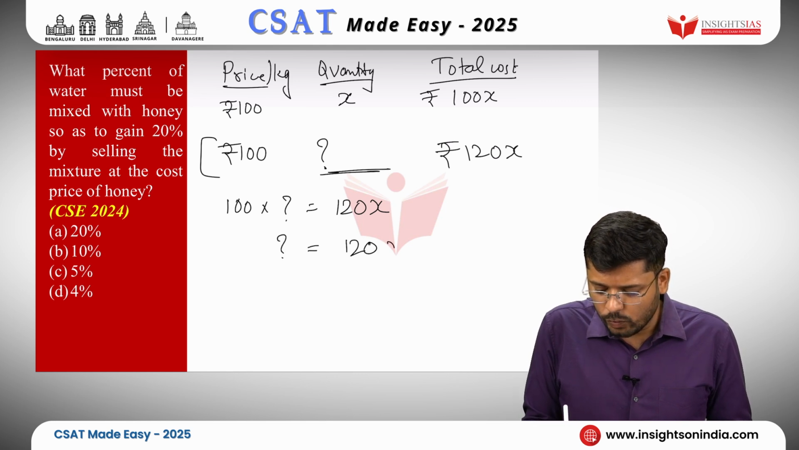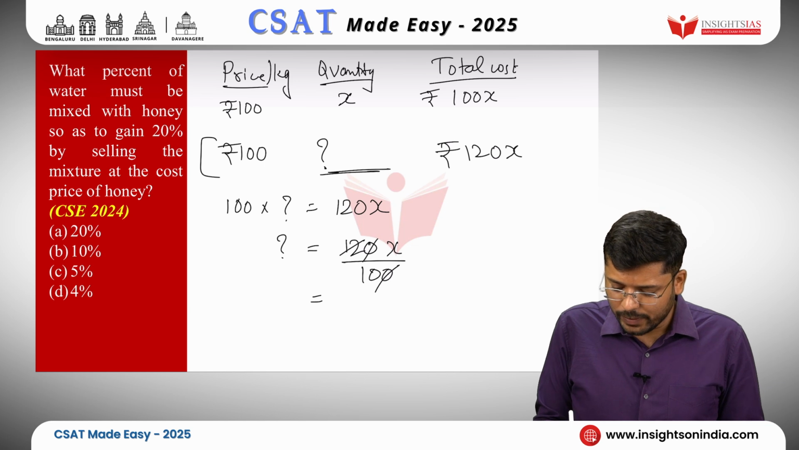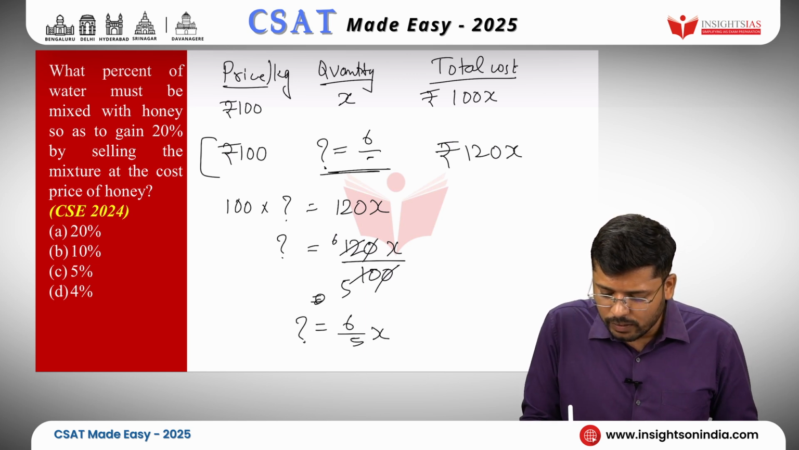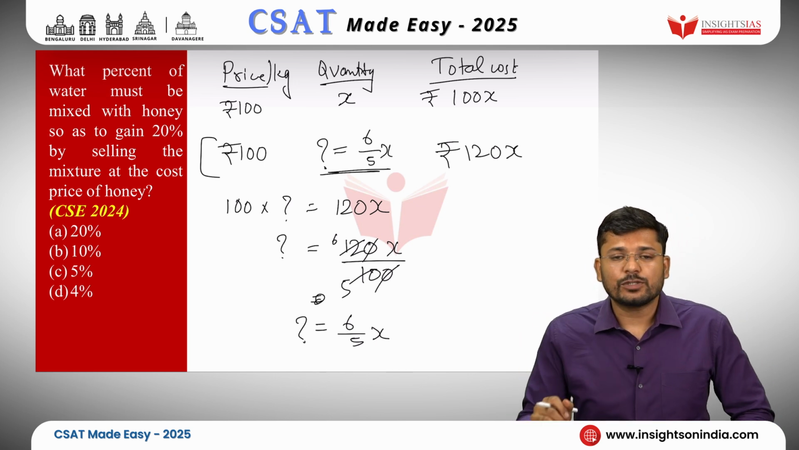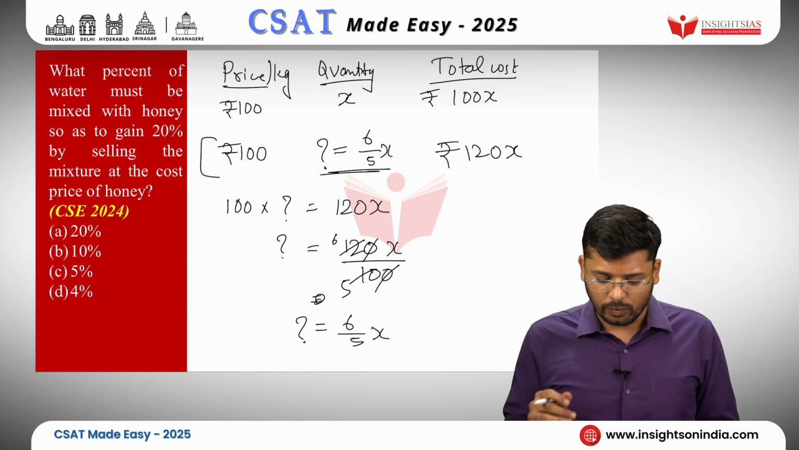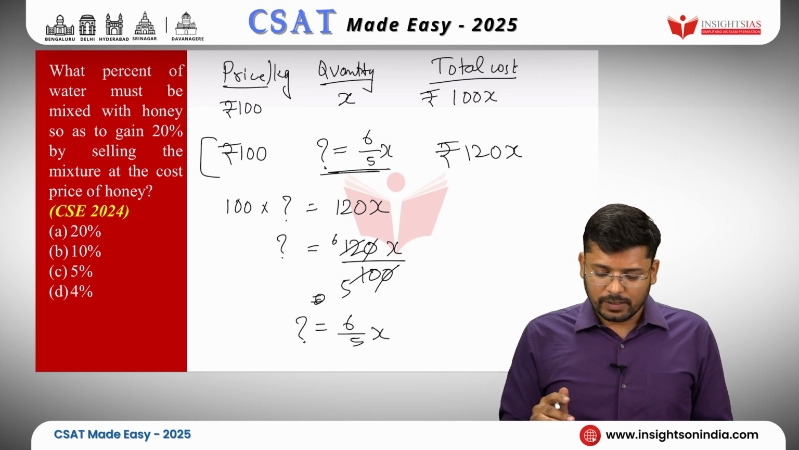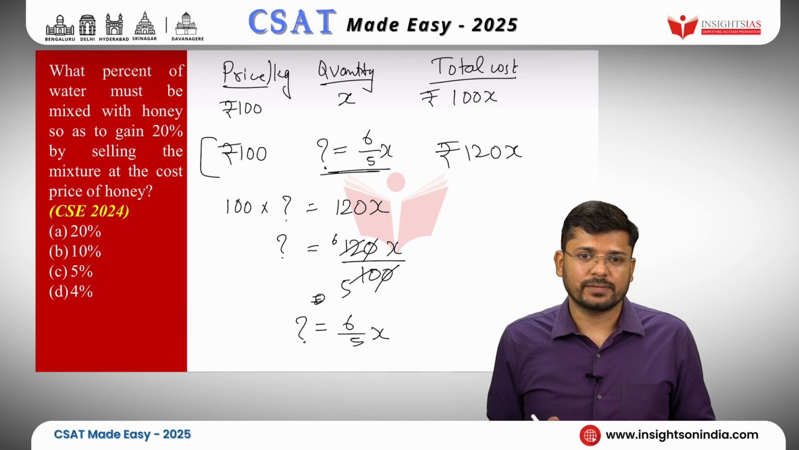So what is the value of the question mark? It would be 120x divided by 100. The zeros cancel, 12 by 10, both are divisible by 2, 2 into 6, 2 into 5. So the value of the question mark would be 6 by 5x. So the quantity was increased from x to 6 by 5x. Now what is the increase in quantity? The increase in quantity is 6 by 5x minus x.